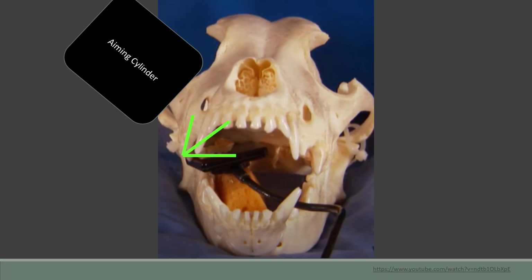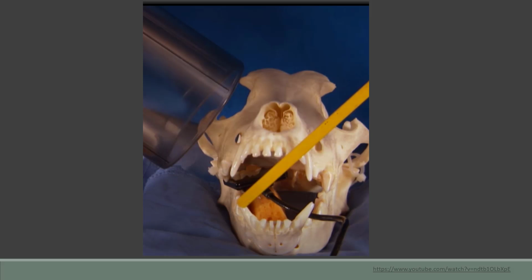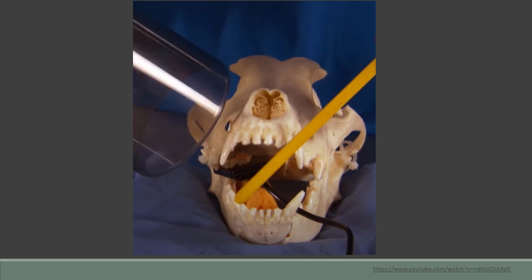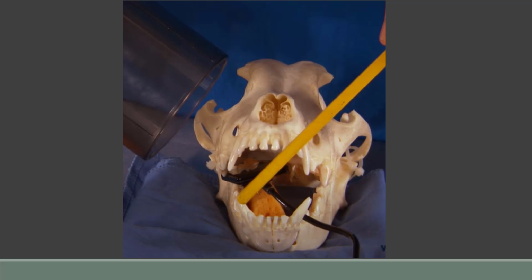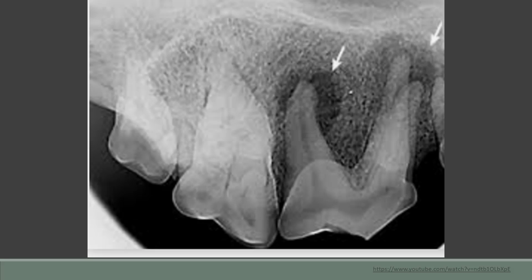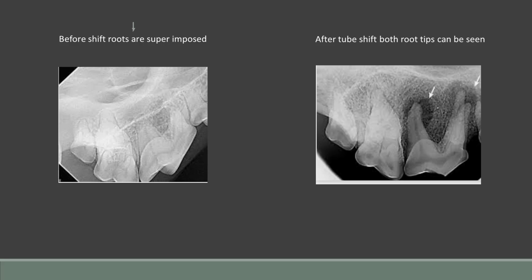Obtaining diagnostic views of triple-rooted teeth can be a challenge. The tube shift or oblique technique is used to separate the superimposed roots of triple-rooted teeth. We are going to set up just as we did before. Then shift the aiming cylinder 10 to 20 degrees cranially or 10 to 20 degrees caudally to separate the roots. This is an example of the type of image that this technique would produce. Notice that you can see the apex of both roots.